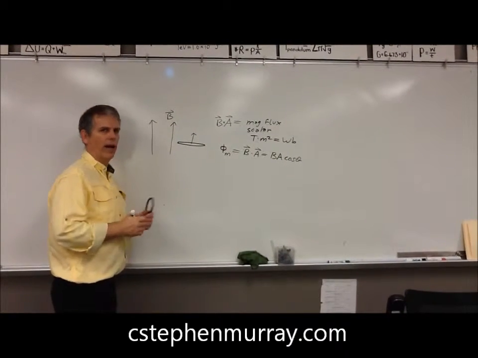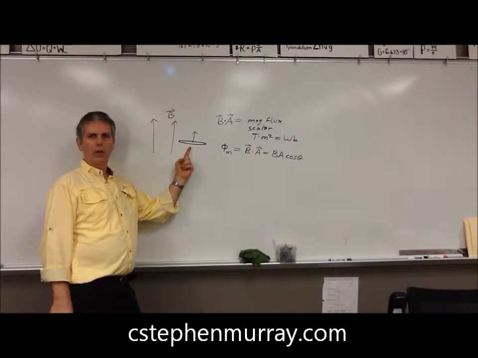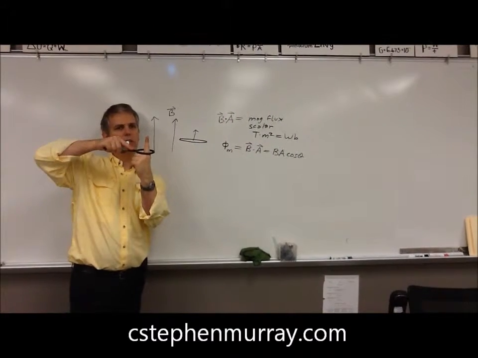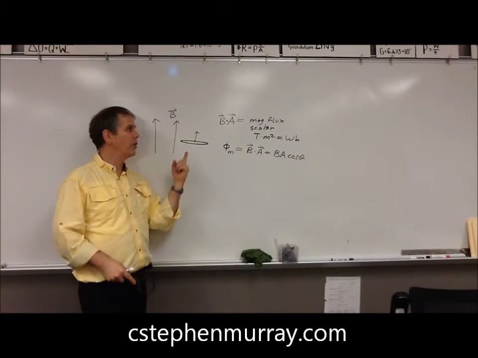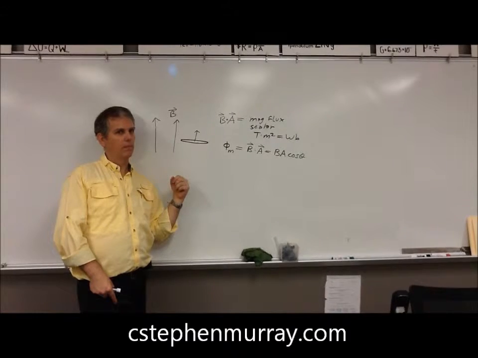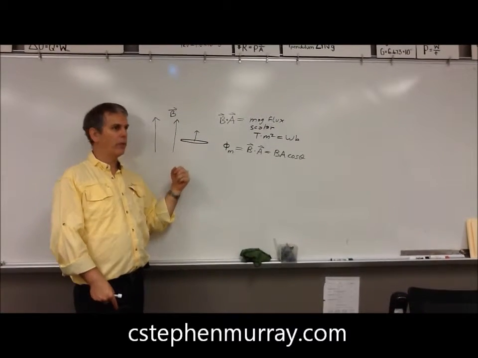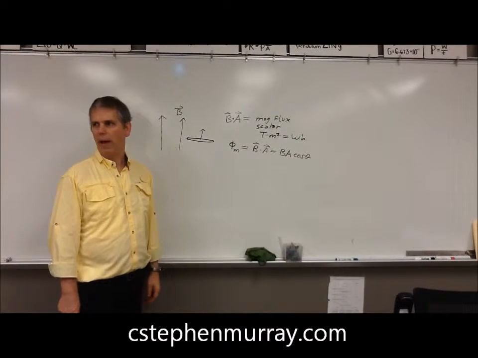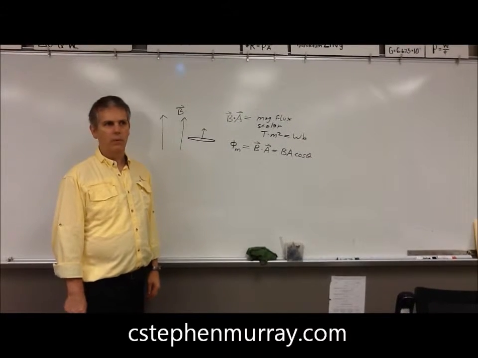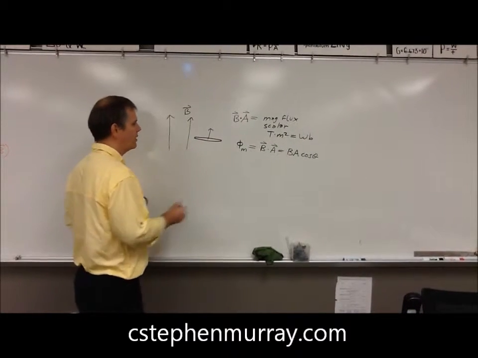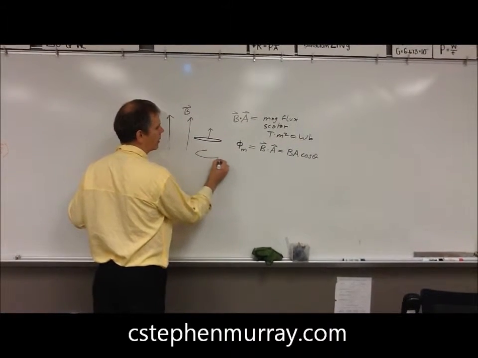That's also why, right here, you'll notice that the direction of the loop is defined this way, so that when they're parallel, you get the maximum. If it was a cross product, we would define it this direction, so that when they're perpendicular, you would get a maximum. Okay?